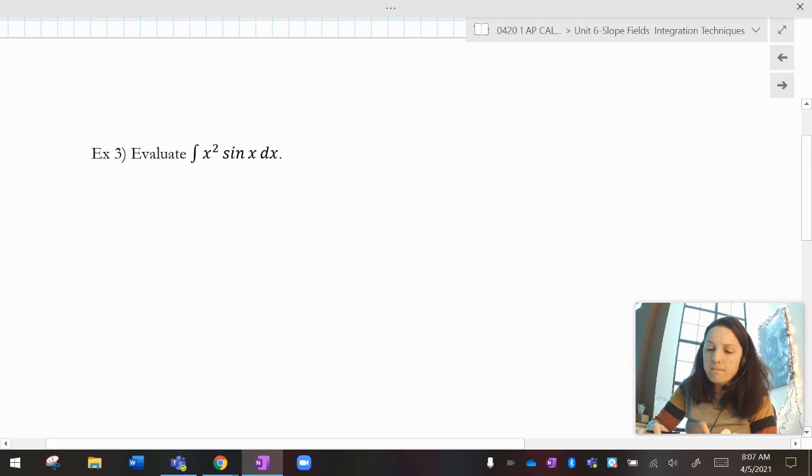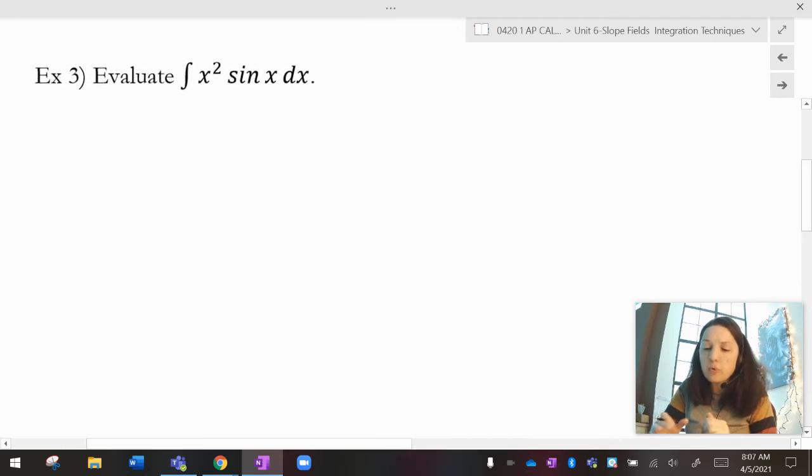All right. And then let's come up here to number 3. So it says evaluate the integral of x squared sine x dx. Okay, so I have a product I can't get rid of. And one of these pieces is definitely not the derivative of the other, so U subs aren't really going to help me. Let's do integration by parts.